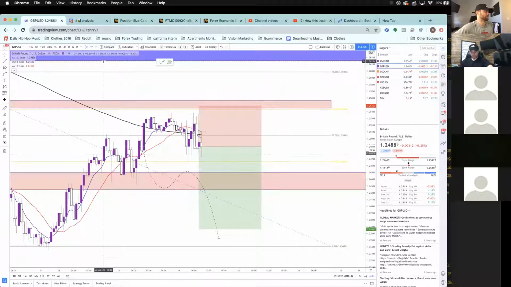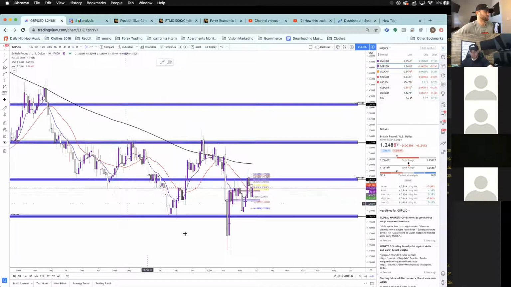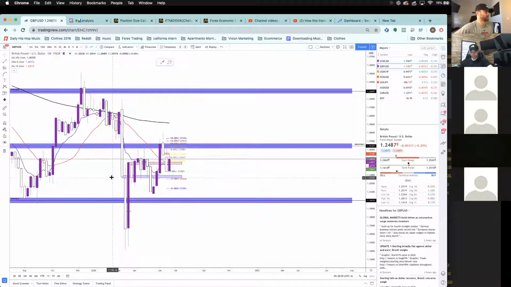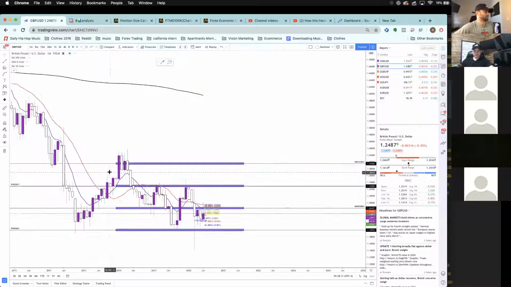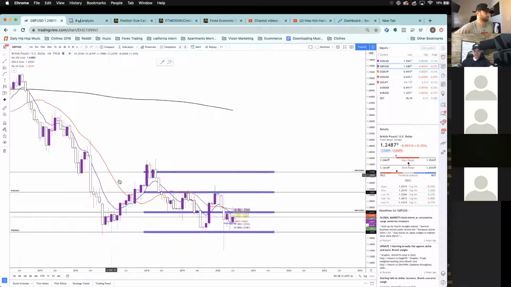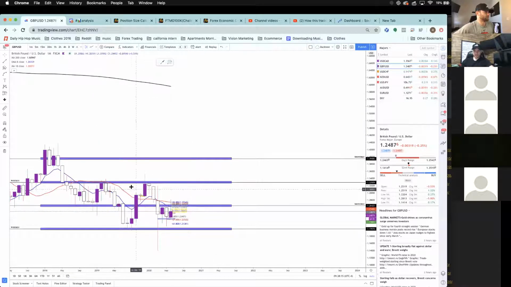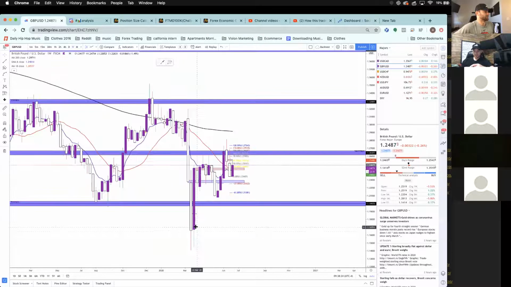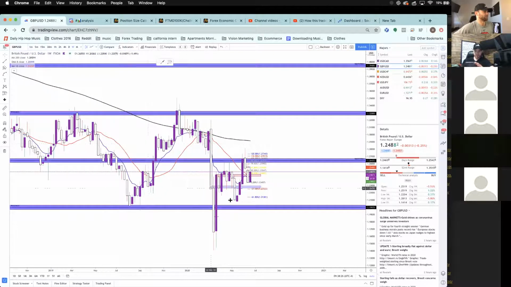Let's pop over to GU. Let's head up to the weekly time frame, and some of the monthly. So monthly time frame on GU, where's overall momentum? Overall momentum is selling. We've been selling off, and this month we're getting a lot of rejection off this level. Red over blue, moving averages. Weekly time frame, we've been selling off again.